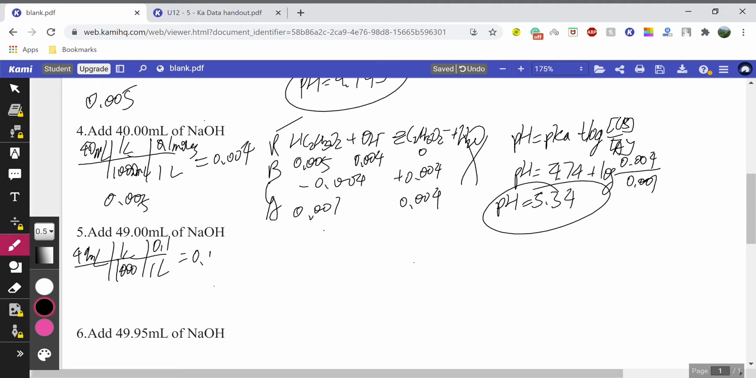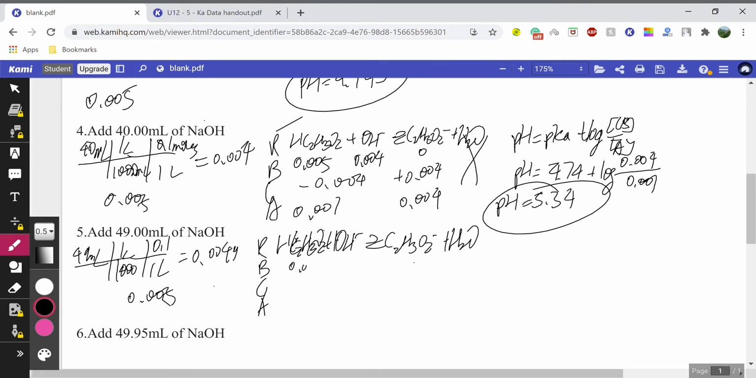1 liter is going to be 0.0049, and this is still 0.005. So RICE chart: HC2H3O2 plus OH minus makes C2H3O2 minus plus H2O. 0.005 minus 0.0049 on both sides is going to be 0.0001. This is going to be 0 over here, plus 0.0049, is 0.0049.